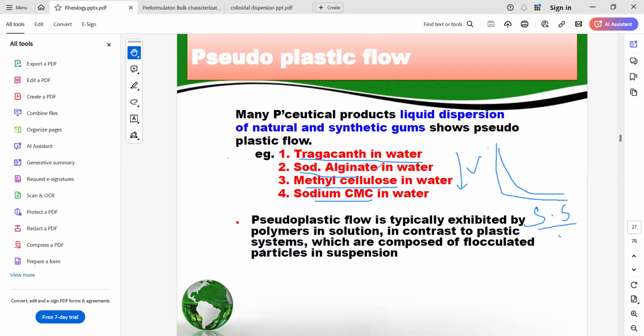They are also known as shear thinning systems, because their viscosity will get reduced with the increase in the rate of shear. That's why they are known as shear thinning systems.